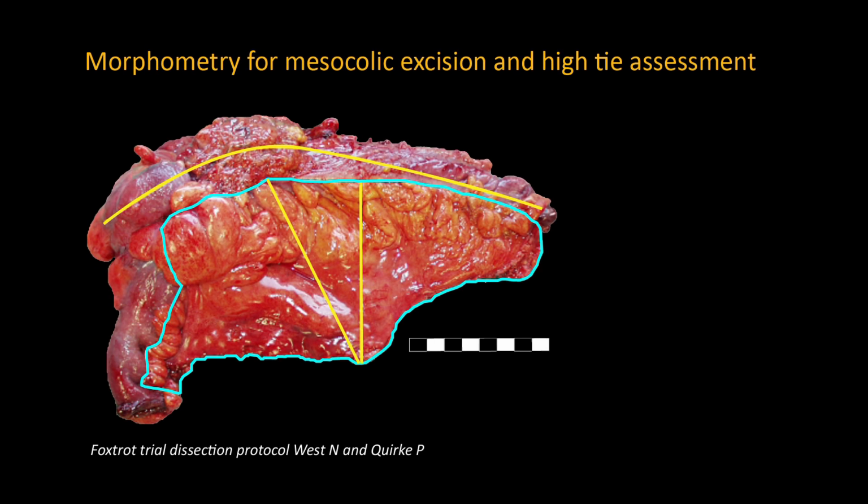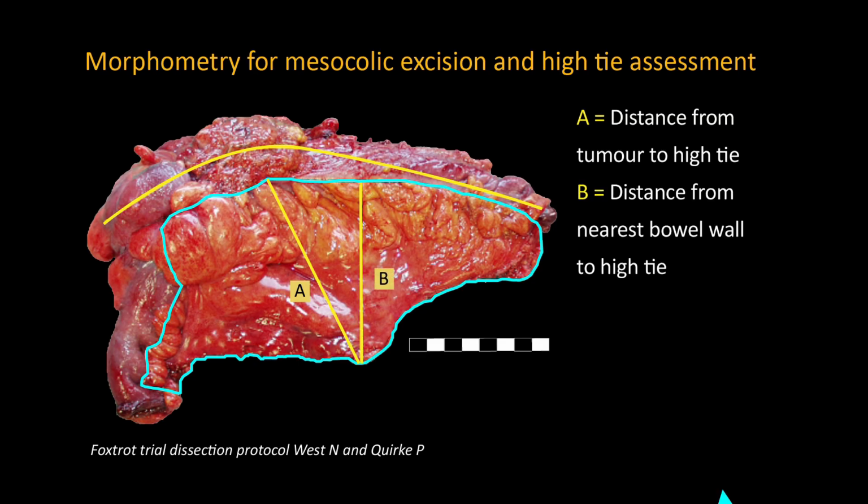So here is a right hemicolectomy removed by Professor Hohenberger, and we have some measurements on it. The key measurements we take are here: A, which is the distance of the tumour to the high tie, and B, which is the distance from the nearest bowel wall to the high tie. And this enables us to compare specimens between surgeons and also take the body habitus into account when we're interpreting the lengths of these measurements.